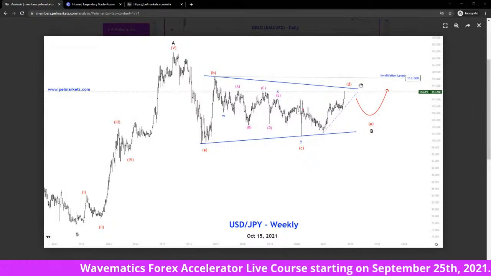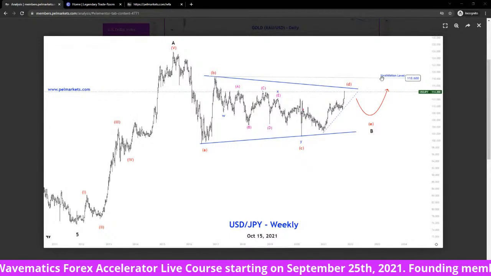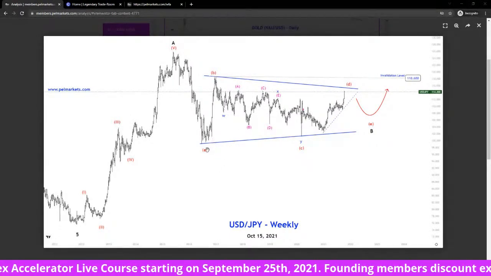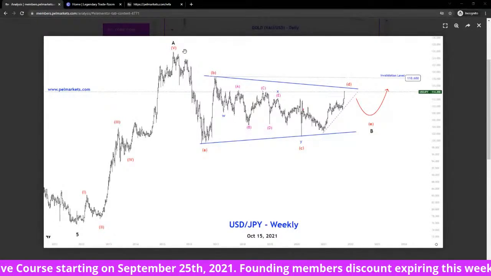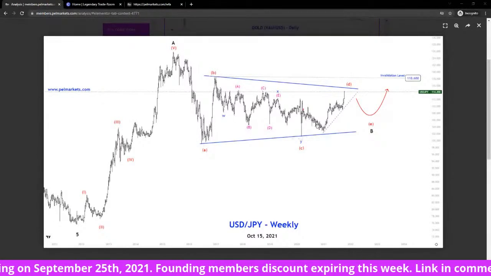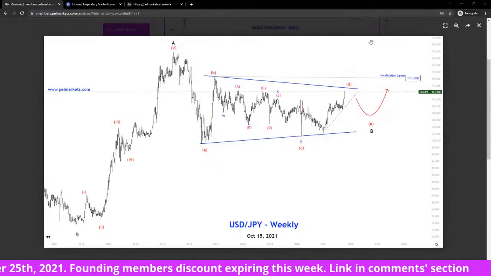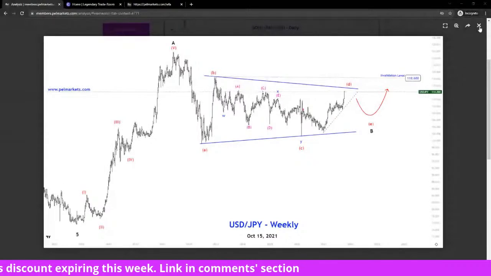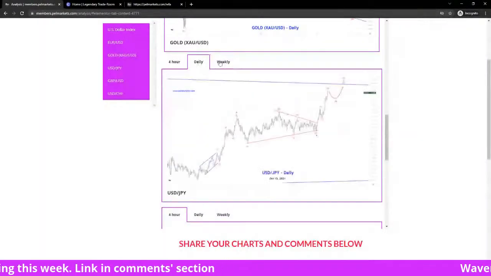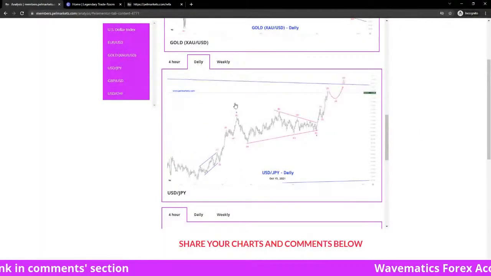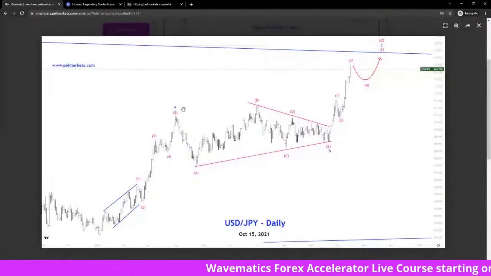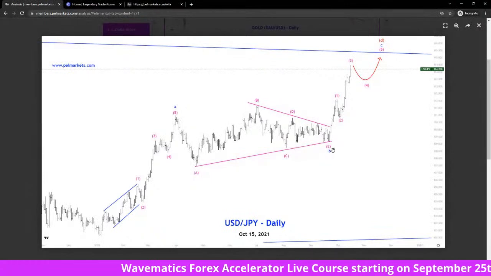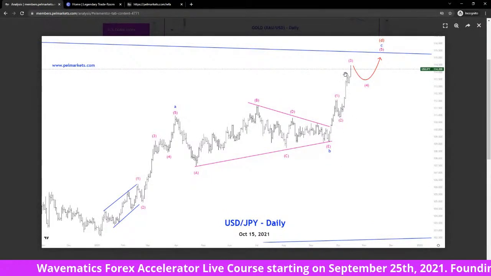But once we go higher and break through this invalidation level, I will start looking at this whole thing as a wave A, and a 1, 2, 3 for a wave B. Then we are going to have a drop down for a wave C. So then we can also check the daily time frame. On the daily time frame, we are seeing an A, then a triangle for an A, and a triangle for wave B. Then we are looking for a 1, 2, 3, 4.